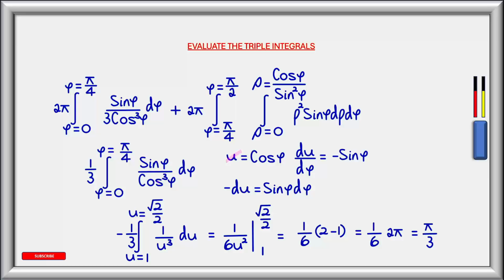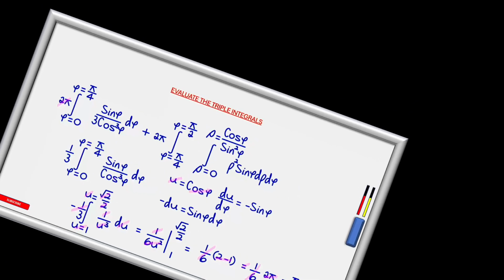If we now make the substitution and change the limits of integration to reflect the fact that u now equals cos phi, we have minus 1/3 multiplied by the integral from u equals 1 to u equals the square root of 2 divided by 2 of 1 divided by u cubed du. And using the power rule to evaluate this, we have 1 divided by 6 multiplied by u squared. And plugging in the limits of integration, we have 1/6 into the bracket of 2 minus 1, which equals 1/6. And multiplying the 1/6 by the 2 pi taken from here, we get pi by 3.